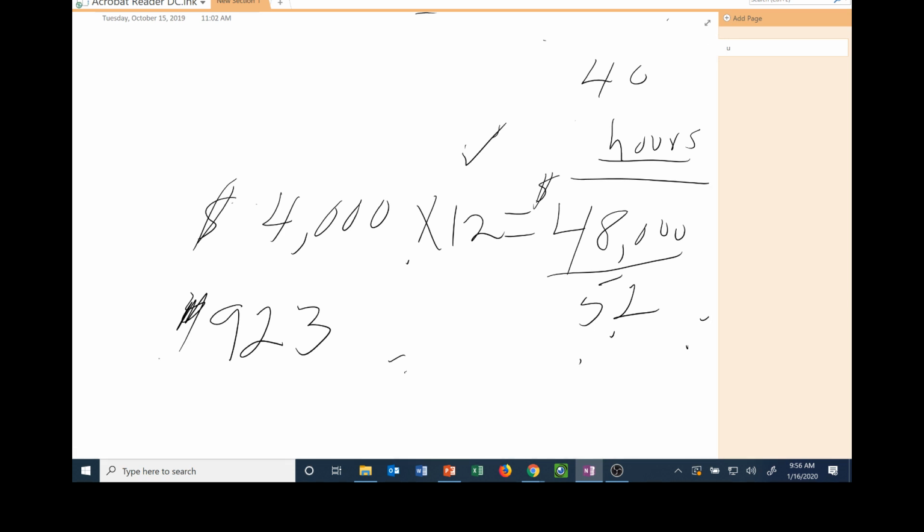See, you may have to calculate salaries based on different contracts. If it's per hour, it's okay. But if they get paid per month or per year, you've got to calculate their overtime rate. All right, so 923 divided by 40 is a different story. How much is that? 23.08. And multiply that by 1.5. 34.61.